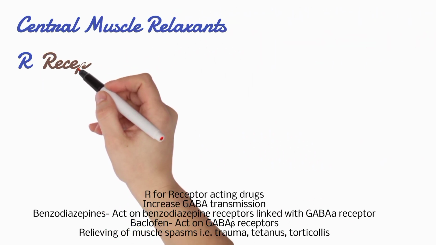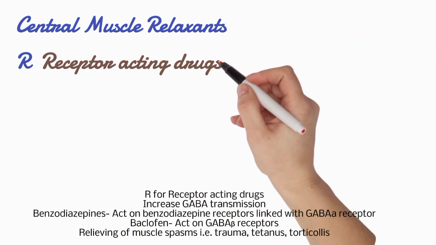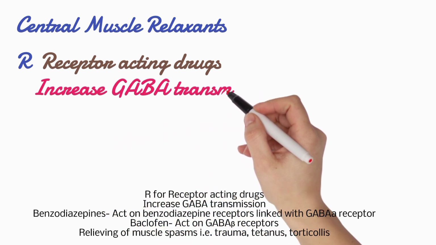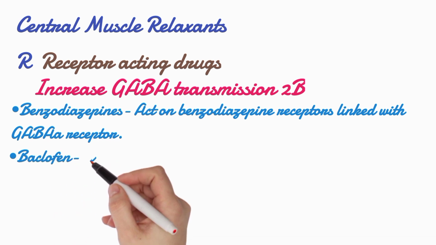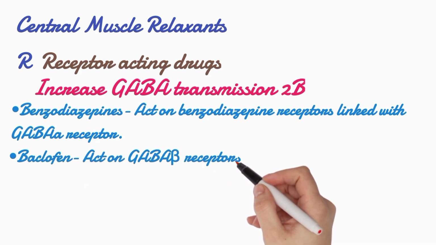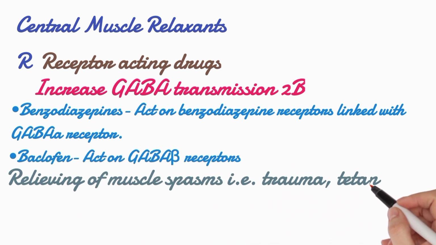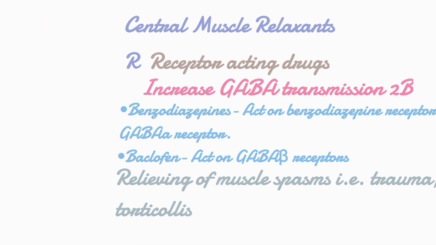R for receptor-acting drugs, which increase GABA transmission. Benzodiazepines act on benzodiazepine receptors linked with GABA receptors. Baclofen acts on GABA receptors, relieving muscle spasms, that is trauma, tetanus, torticollis.